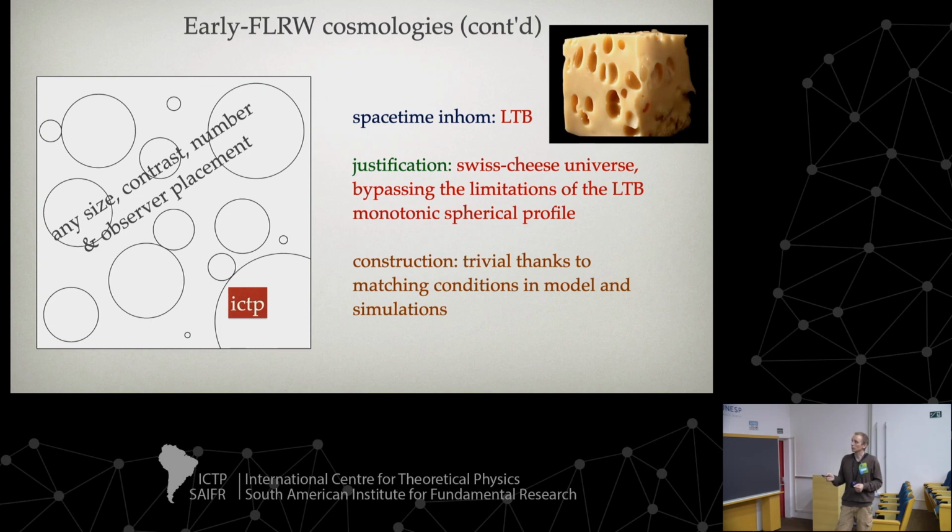You can place the observer wherever you want. And this is a smart way to bypass the limitation of LTB, that is a fixed profile and size. Then you put many, and you can change the profile for every void. And the construction is quite trivial. The integration, the light cone integration, perhaps not so.